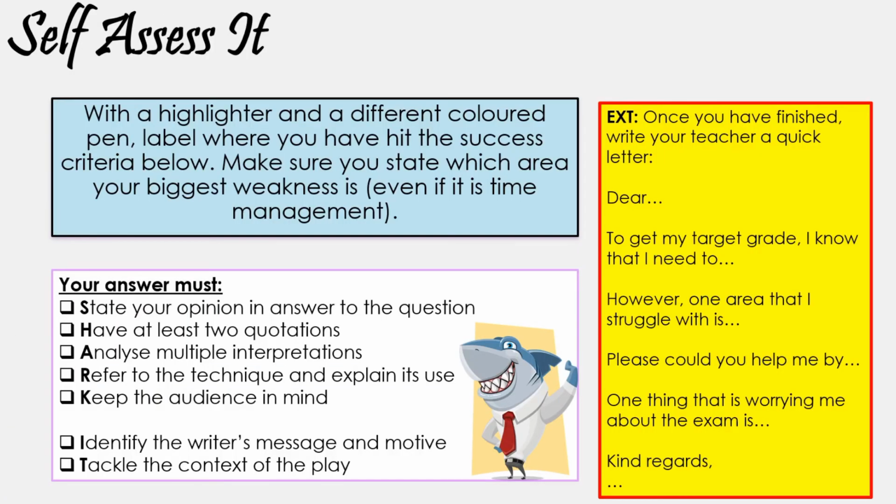Time to self-assess. Take a highlighter and a different coloured pen to that you wrote in, and label where your answer hits the success criteria in the box at the bottom. Which of those bullet points would you say is the thing that you need to work on and improve on for next time? Pause the video, complete the self-assessment task, and then use the yellow box to write your teacher a letter.